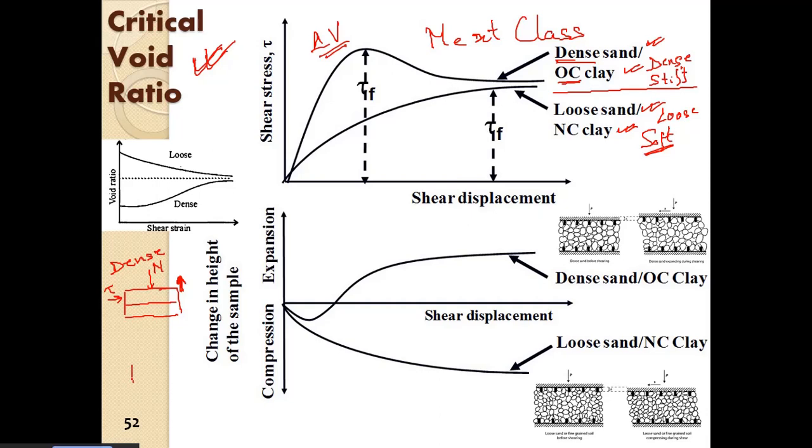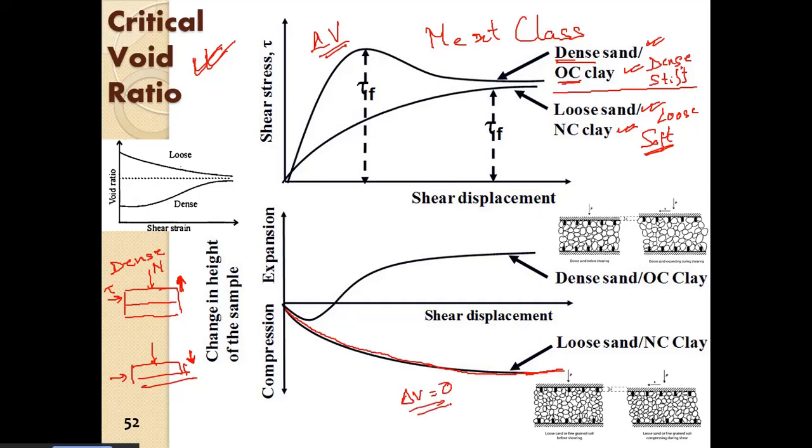And similarly, for loose sand, when we apply shear stress or shear force, the volume of the sample or sand will compress. It will get compressed. So we have the loose sand where there is compression taking place. So with time there is compression taking place, and ultimately there is a strain or stress level when delta V ultimately becomes 0.